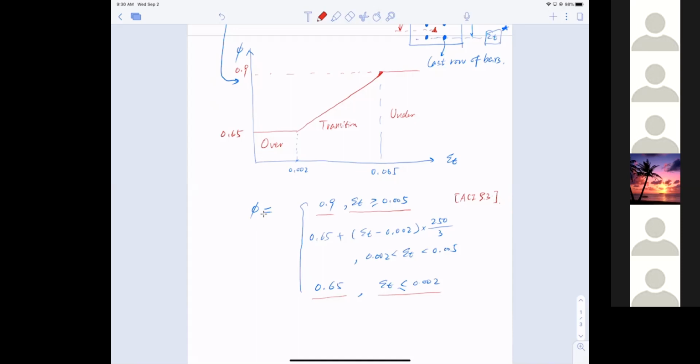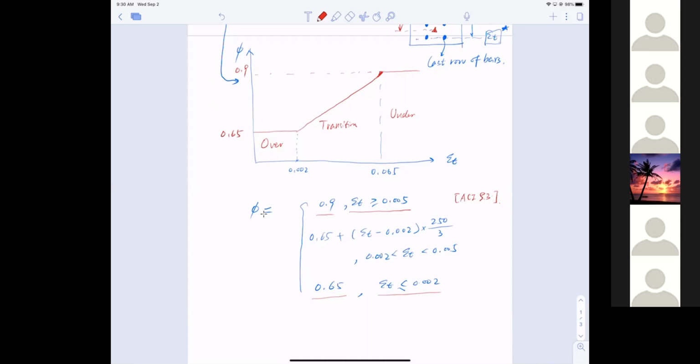Okay, multiple layer reinforcement. I have a beam, and I say I have 2 rows of reinforcement. Top row, I have 2 number 9 bars. Bottom row, I have 4 number 9 bars. The height of the beam is 20 inches, and I'm going to go ahead and give you the width of the beam, 12 inches.